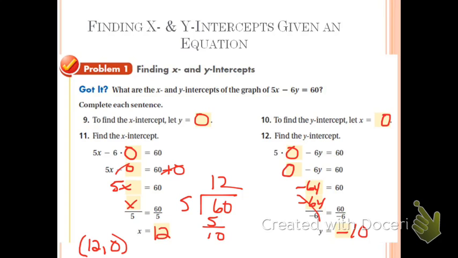So if y is equal to negative 10, how would you write this as a y-intercept? An intercept is a point, so you need to write it as an ordered pair. 0, negative 10.